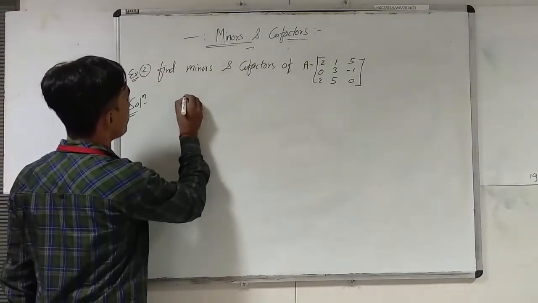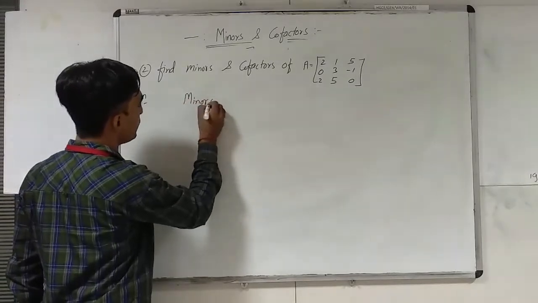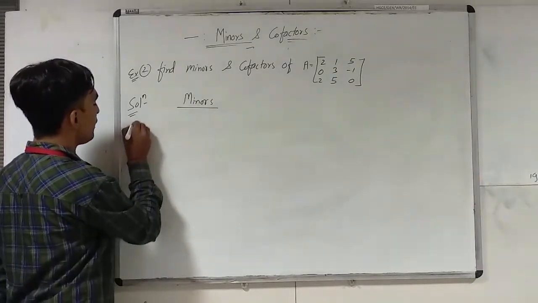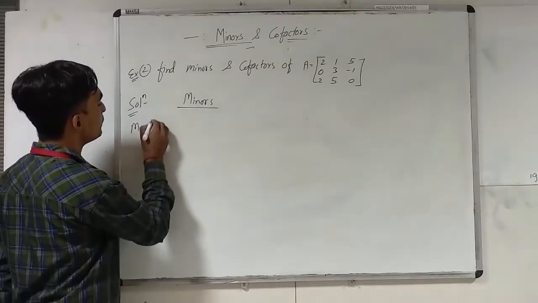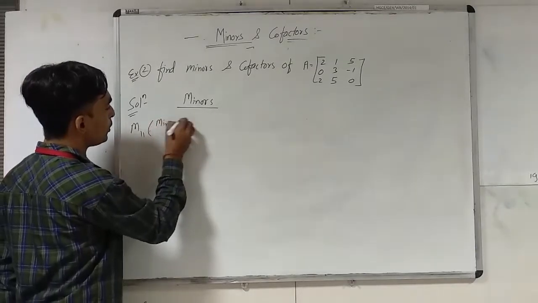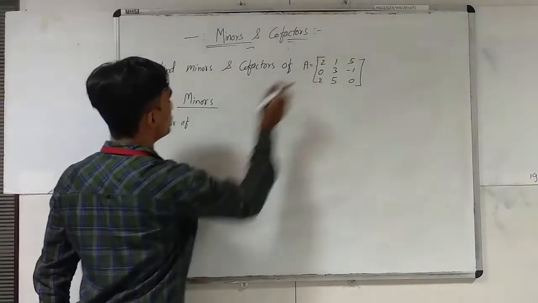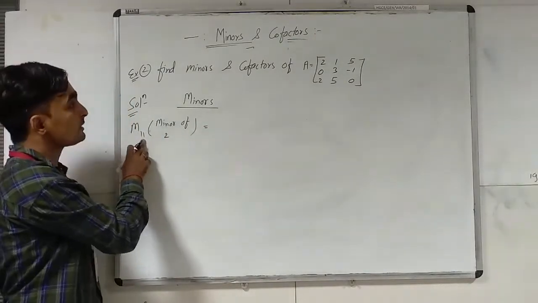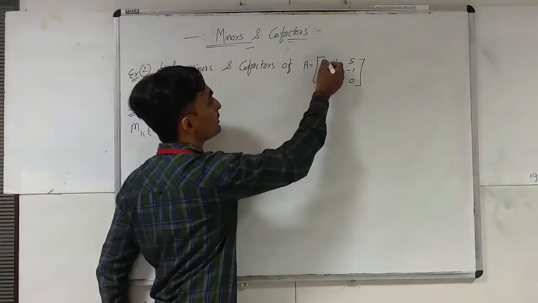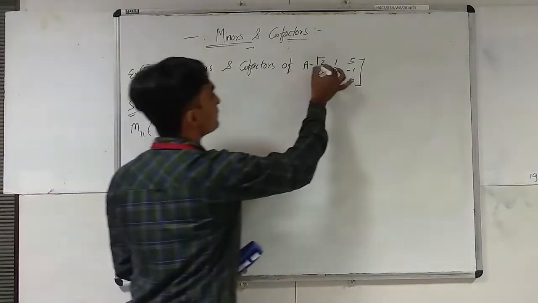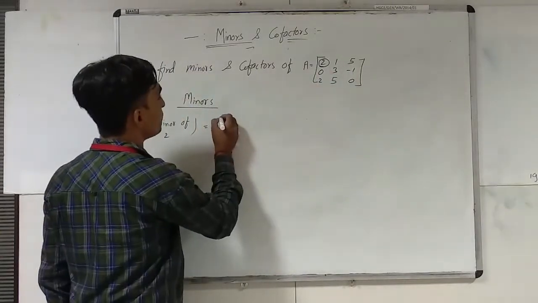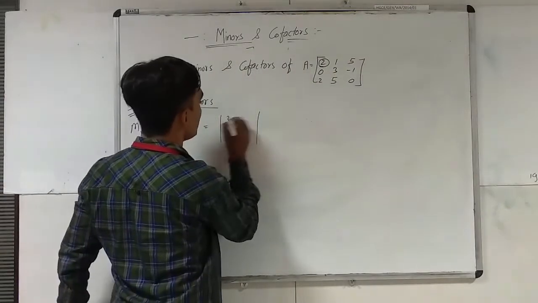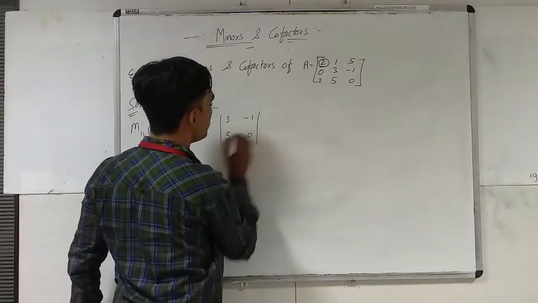Okay. So first of all, find out all the minors. How can we find minors? M11, what is it? Minor of the first entry, 2. M11 is the first row, first column entry. So what we can write is: delete the first row and first column, so this becomes 3 minus 1 5 0.